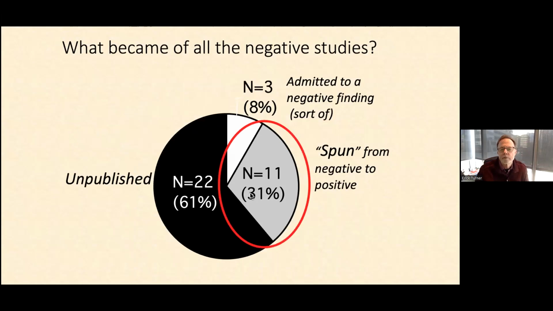So what became of all those negative studies? You had a lot of them that were unpublished. 74 was the total number of studies that we looked at, and 22 of them were unpublished. And then there were another 11 of them that had been spun from negative to positive. And there were just a tiny number where they admitted to a negative finding.